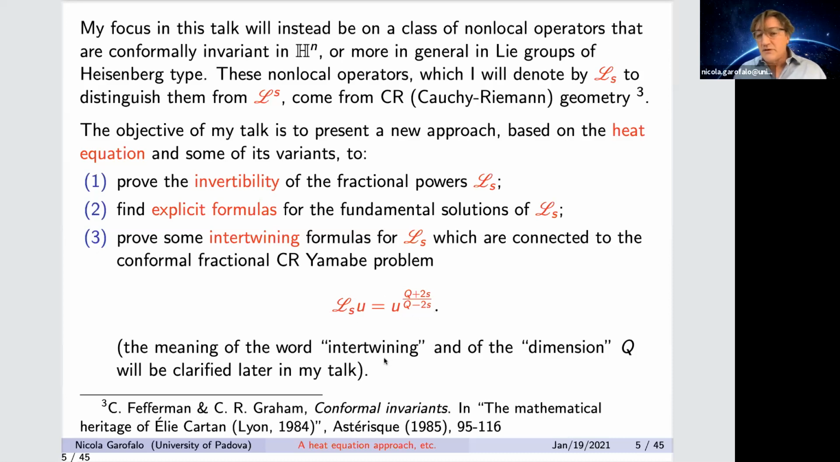So the meaning of the word intertwining and the meaning of this number Q, which you see, for people who are familiar with the standard fractional Yamabe problem, you see that this number Q is playing the role of a dimension. This will be clarified later in my talk.